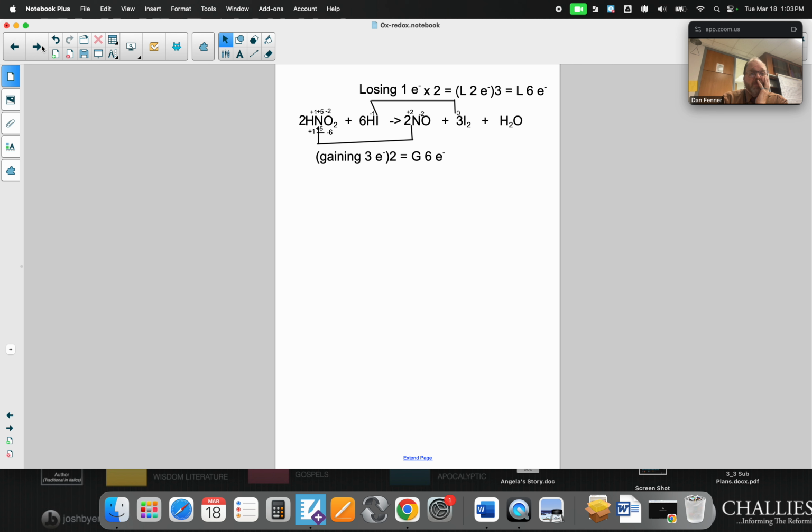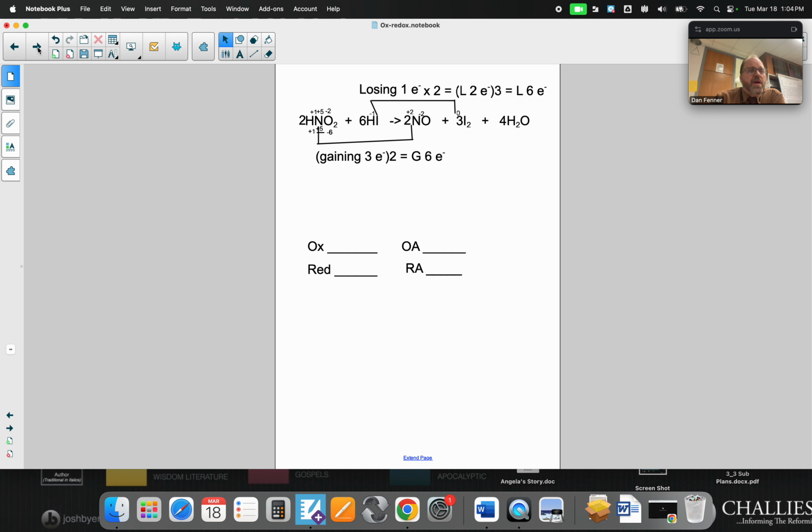There are no metals. Non-metals, I have 2 and 2. Hydrogens, iodines, I have 6 and 6. Hydrogens, I have 8. So put a 4 over there to balance that up. And oxygens, I have 6. I have 2, 4, that's 6. That's balanced. Now, let's do this oxidation, reduction, oxidizing agent, reducing agent.